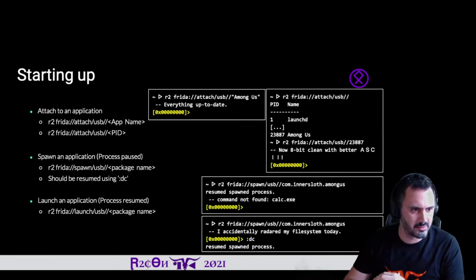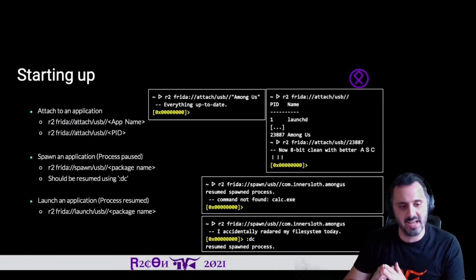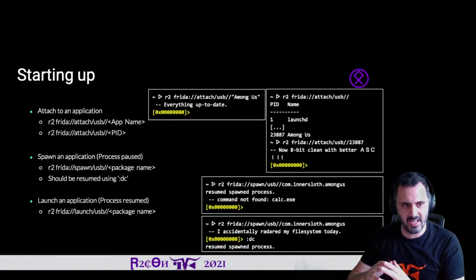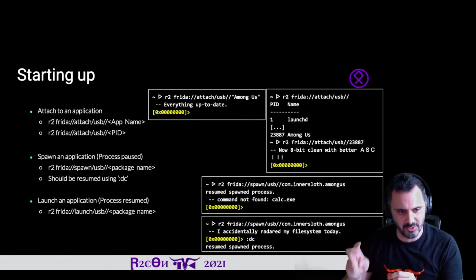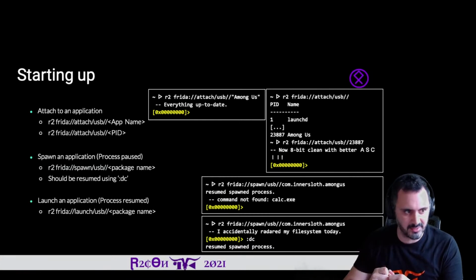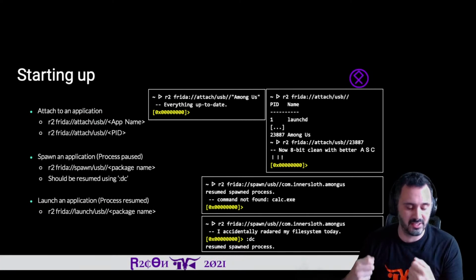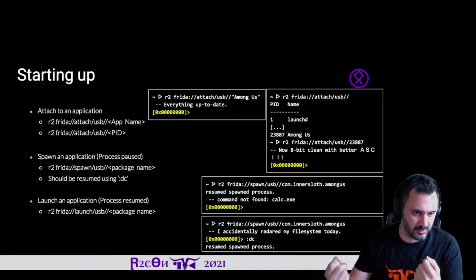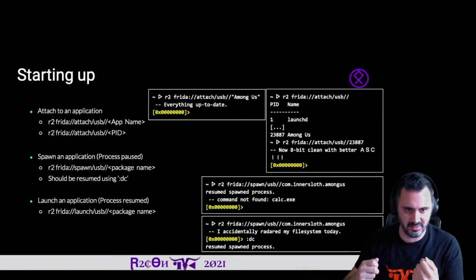So here we have different examples, and with the dc command, as explained before, it is what we need to execute to continue the execution of the application in that case, just to resume the application.